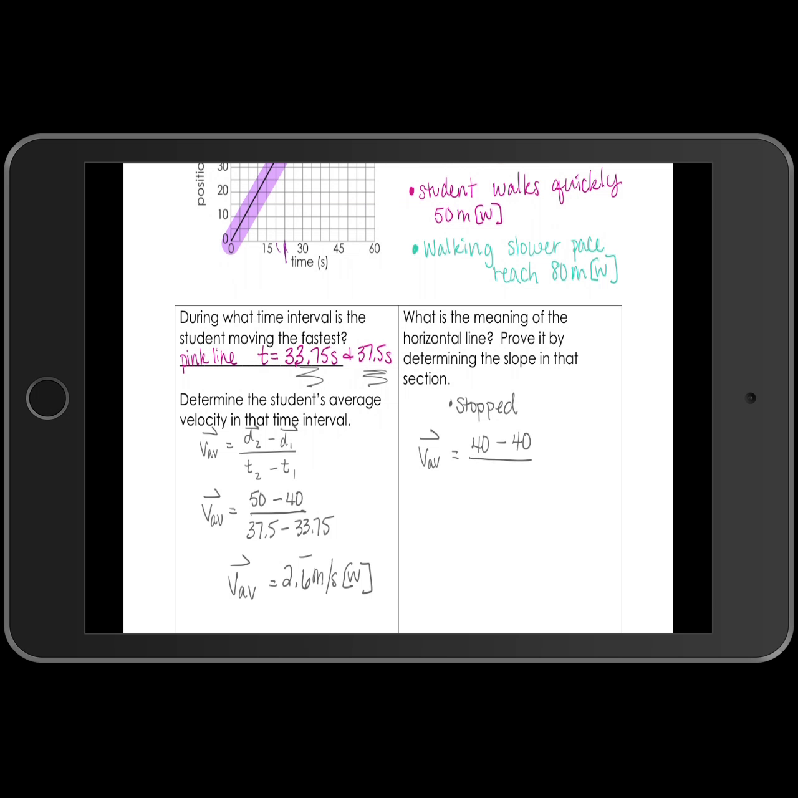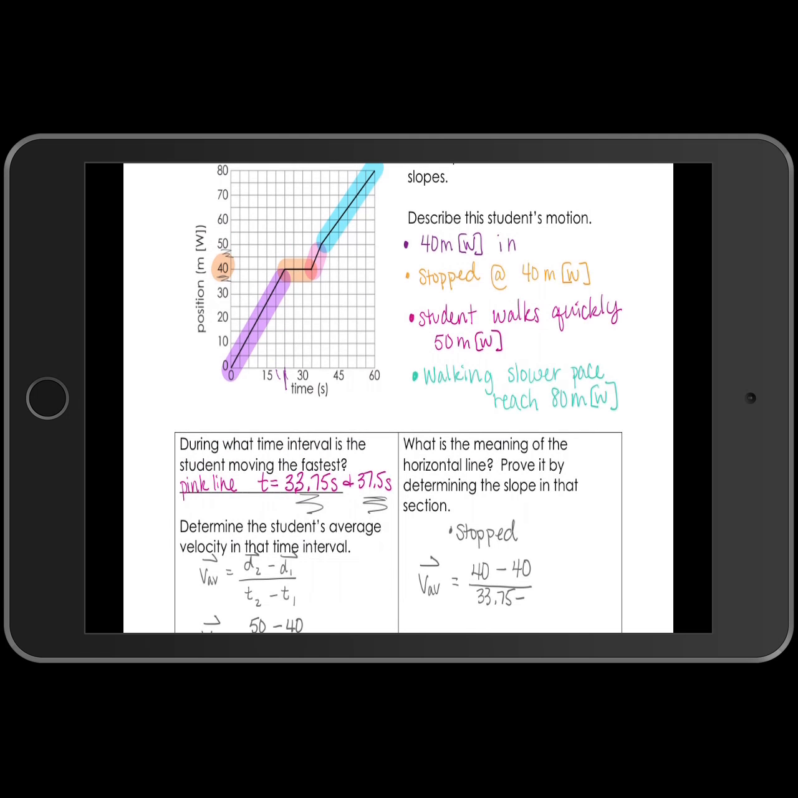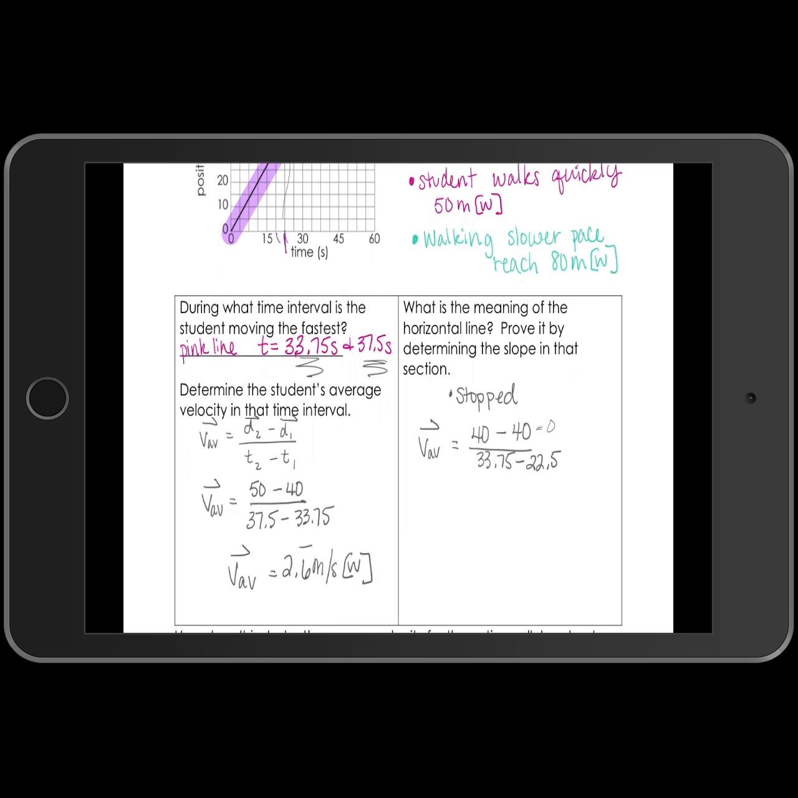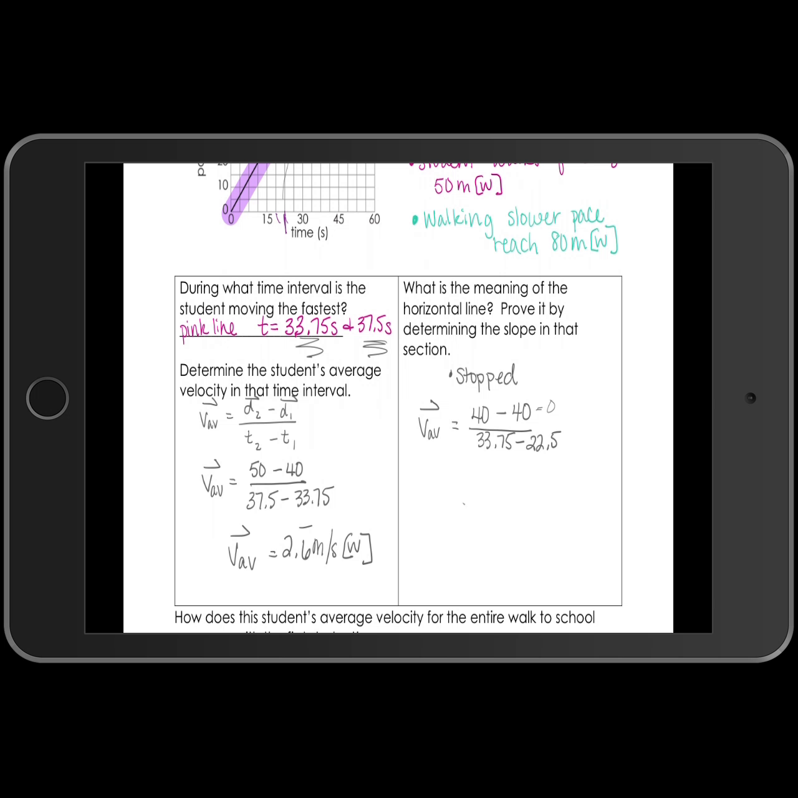And the times were from 33.75 minus the start time, which is here, which was 22.5. Because up here we're going to get a 0, anything divided by 0 is just going to be 0. So our average velocity is 0, which is what we were expecting because the person was stopped.